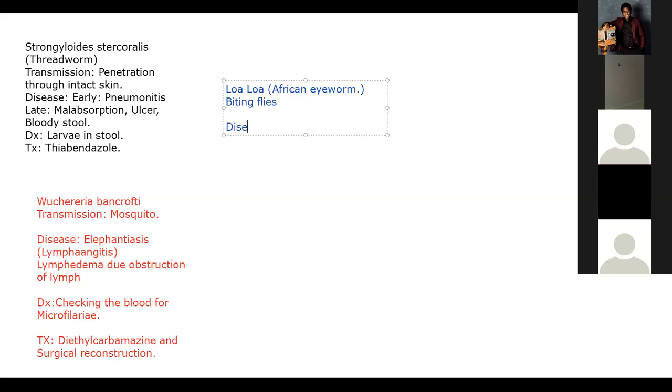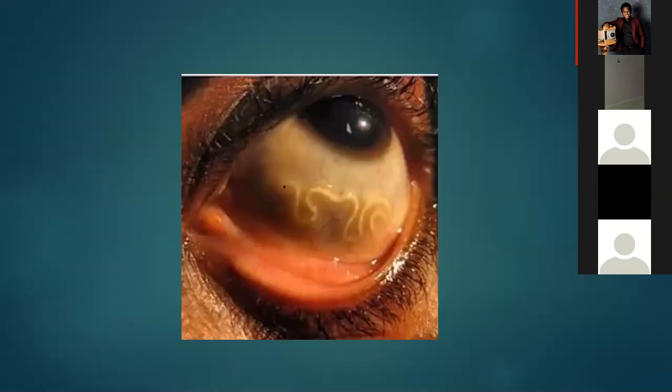The disease it causes is referred to as the African eye worm. It crosses the conjunctiva, you will see it moving, and it results in what is called Calabar swelling. The Calabar swelling is a clinical manifestation of loa. It's more like a diagnostic criterion. You see the worm migrating, as you can see from this picture here, doctors. Can you see the worm moving? This is the worm moving, migrating around the conjunctiva.